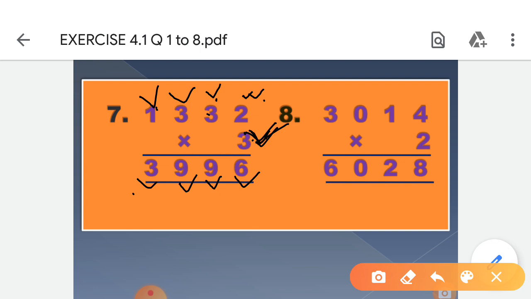Okay, now question number 8. Again at ones place the number is 4. So 4 twos are 8. Now at tens place the number is 1. So 1 two is 2. Now at hundreds place the number is 0. So 0 twos are 0. And at thousands place the number is 3. So 3 twos are 6.